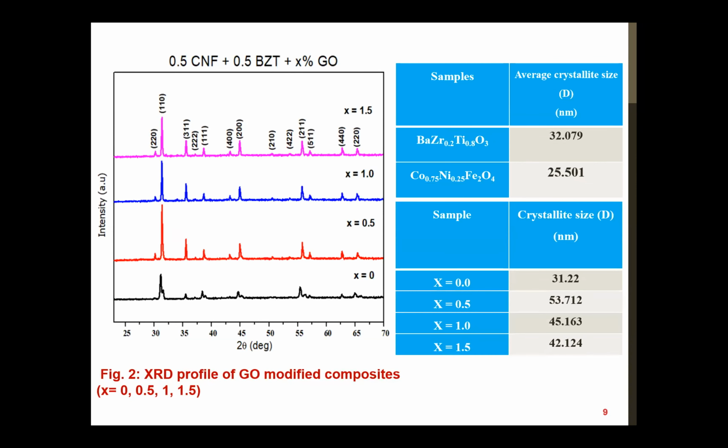With the addition of graphene oxide in different compositions, that is 0.5%, 1% and 1.5% of the mass of the total composite, it is observed that the secondary peaks inside the magnetoelectric composite are disappearing, whereas there is a slight shift of peaks towards the higher theta value. It might be due to the hybridization of graphene oxide with the magnetoelectric composite.